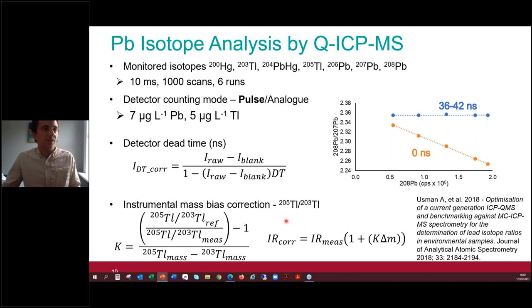We then used the thallium for mass bias correction. So in ICP-MS, you have a slight bias to the transmission of heavier isotopes over lighter isotopes to the detector. So this will bias your measured ratio. So by using this internal standard, we have the measured value and the reference value, and we know the mass difference between the isotopes, and we can calculate this mass bias correction factor, which we can then apply to our other isotope ratios, which are of similar mass range, and get our mass bias corrected isotope ratios.